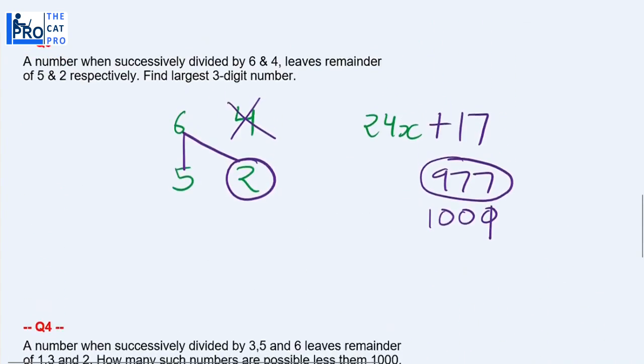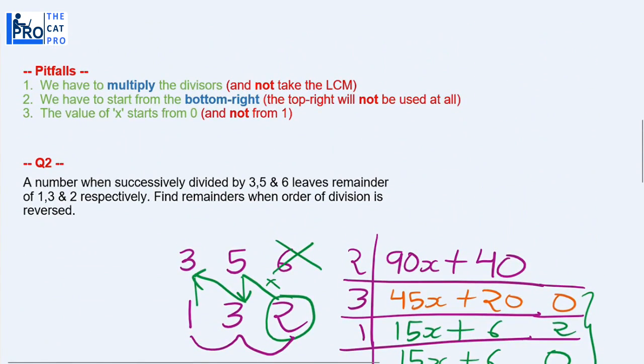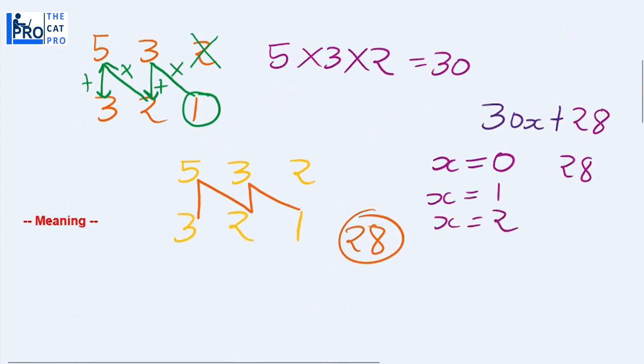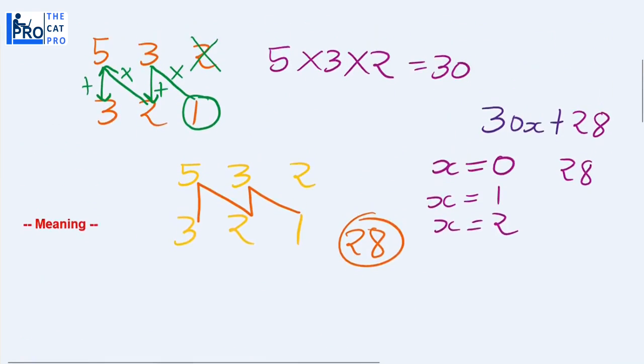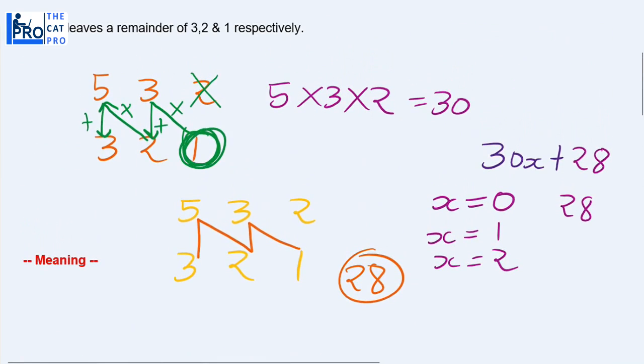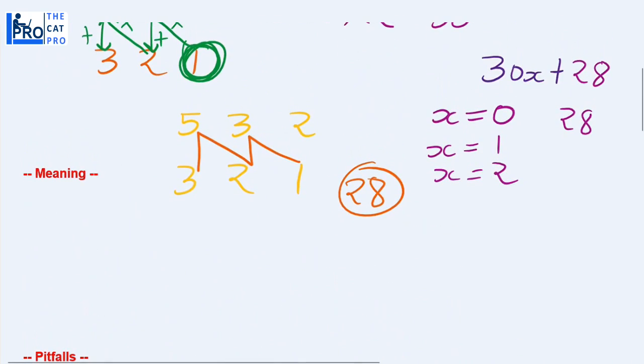I'll just repeat very quickly that you have to multiply the divisors, not take the LCM. So in the first question, 5 into 3 into 2, which is 30. Then you have to start from the bottom right, and lastly x starts from 0. These 3 things you have to remember and you are done.